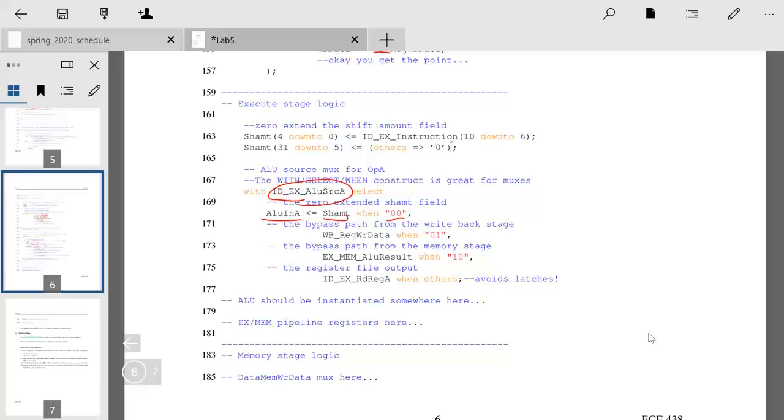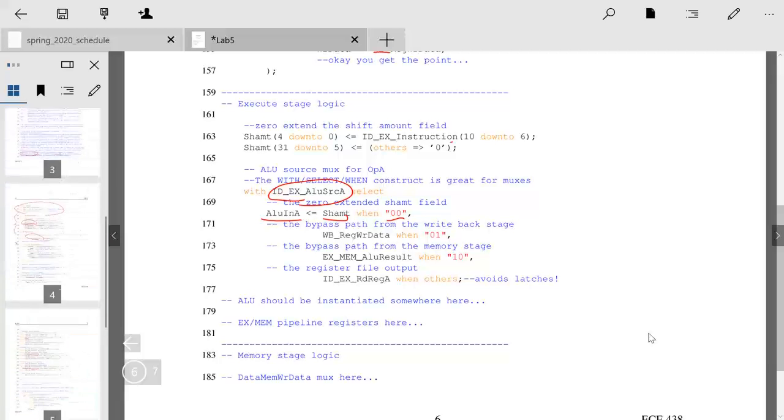And we're using a with select, which is a really nice, elegant way of describing a multiplexer. And so with IDEX ALU source, it uses that select. Based on IDEX ALU source, it will set ALU in A to one of these 4 values. Okay. So the next input is write back reg write data. Let's go look at that.